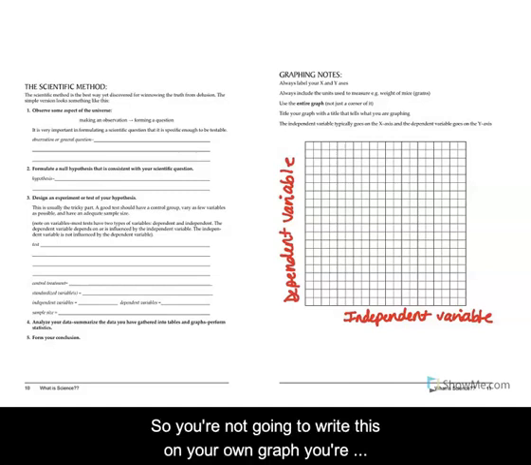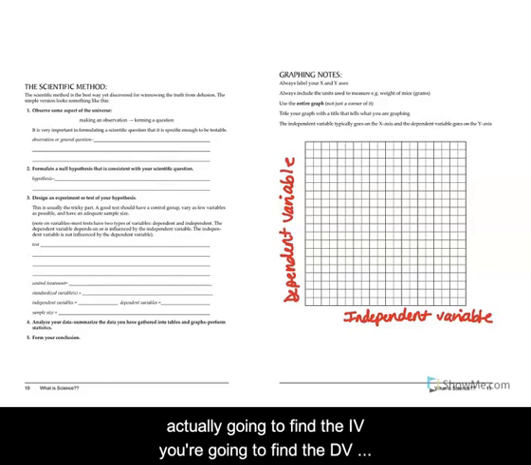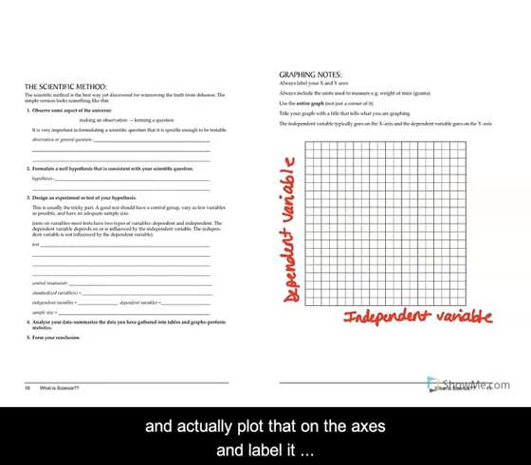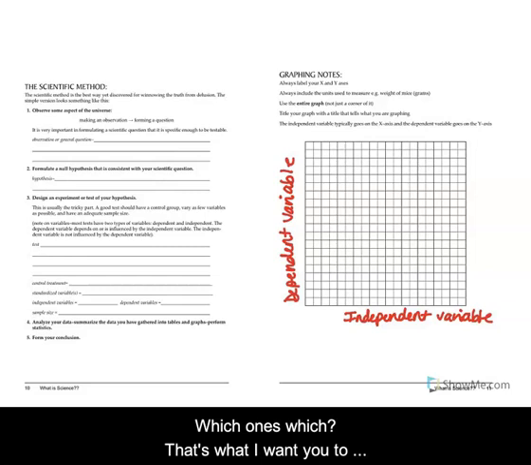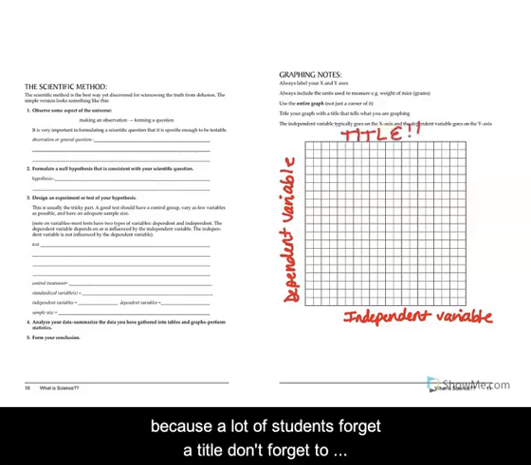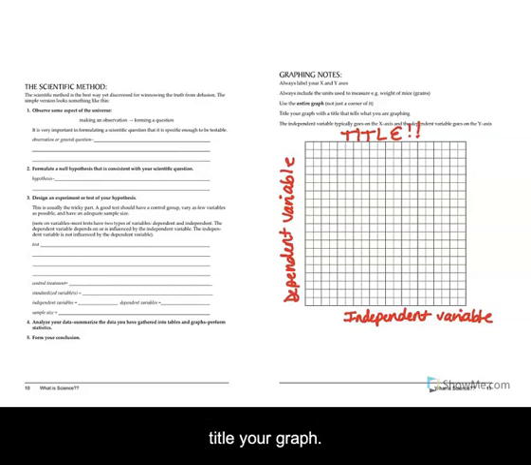So you're not going to write this on your own graph, you're actually going to find the IV, you're going to find the DV and actually plot that on the axis and label it appropriately. Is it the pH, the soil pH? Is it going to be the growth of the plant? Which one's which? That's what I want you to write there. Label your axes. Okay, and then let me actually put this here because a lot of students forget a title. Don't forget to title your graph.